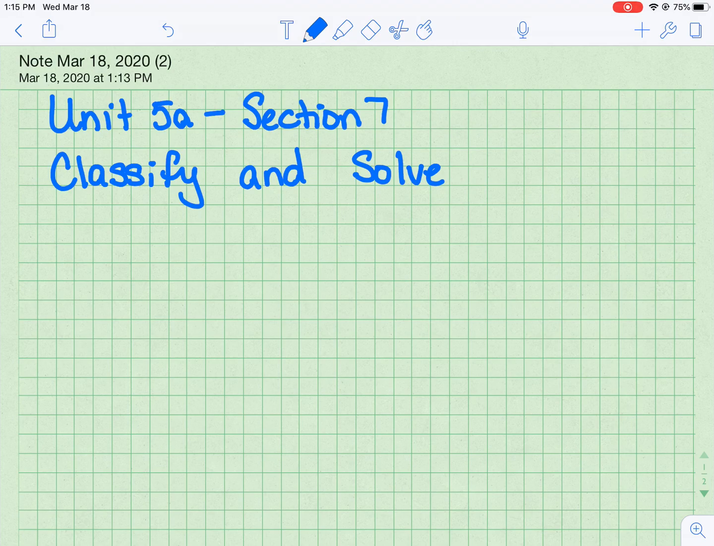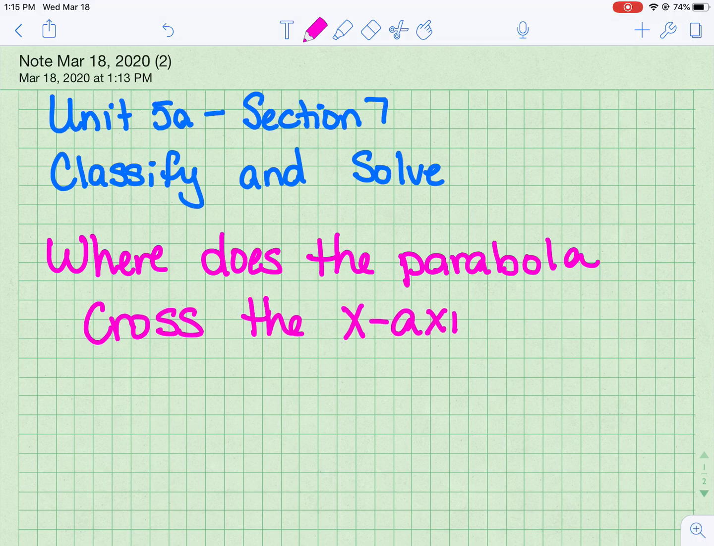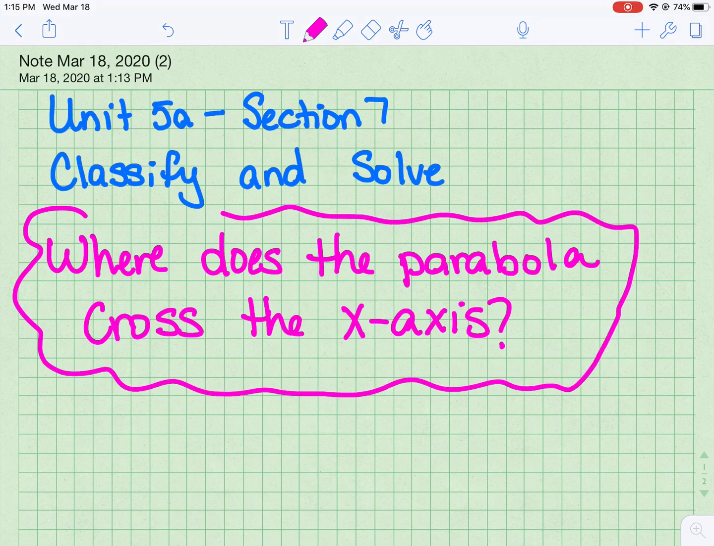Now let's go back again to the big idea. The big idea of this entire unit is, where does the parabola cross the x-axis? Now throughout this whole unit, we thought of different ways we could do that.